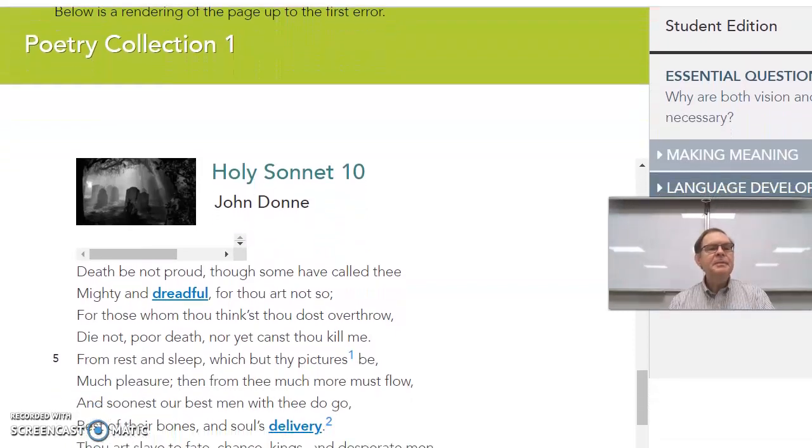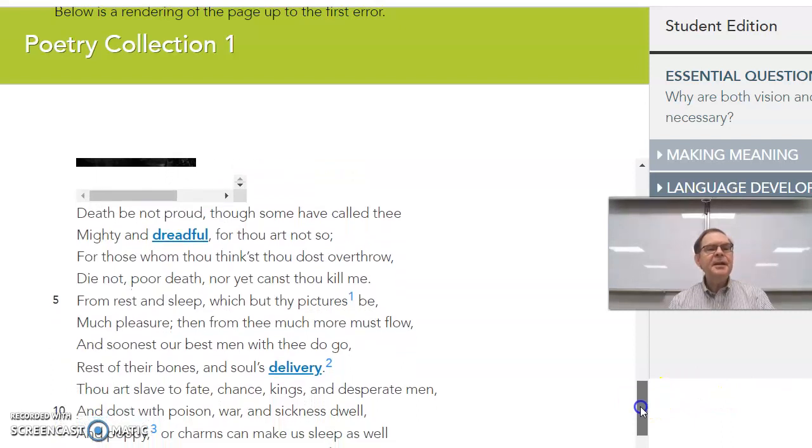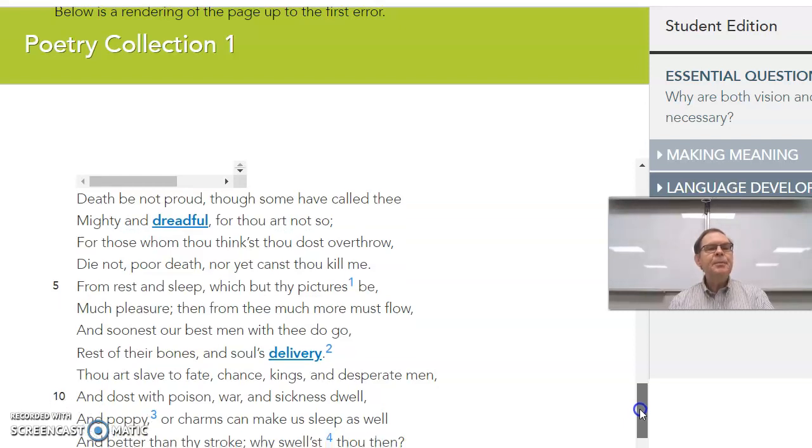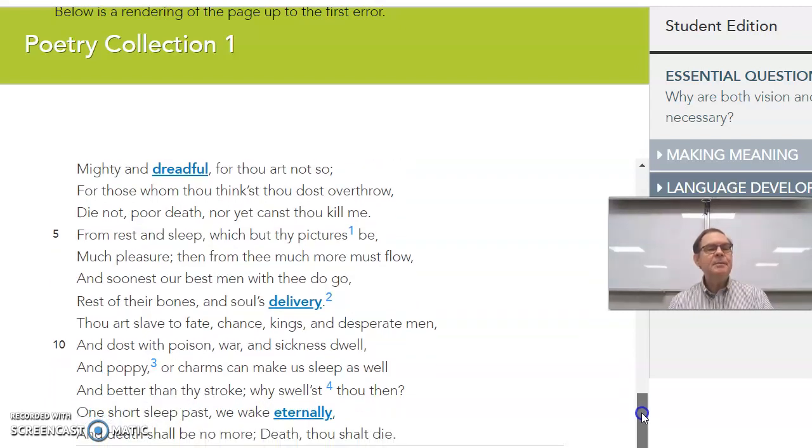Death be not proud, though some have called thee mighty and dreadful, for thou art not so. For those whom thou think'st thou dost overthrow, die not, poor death, nor yet canst thou kill me. From rest and sleep, which but thy pictures be, much pleasure, then from thee much more must flow. And soonest our best men with thee do go, rest of their bones and souls' delivery. Thou art slave to fate, chance, kings, and desperate men, and dost with poison, war, and sickness dwell. And poppy or charms can make us sleep as well and better than thy stroke. Why swell'st thou then? One short sleep past, we wake eternally, and death shall be no more.